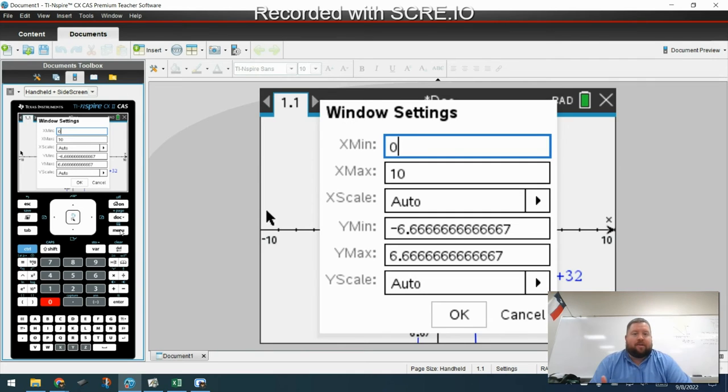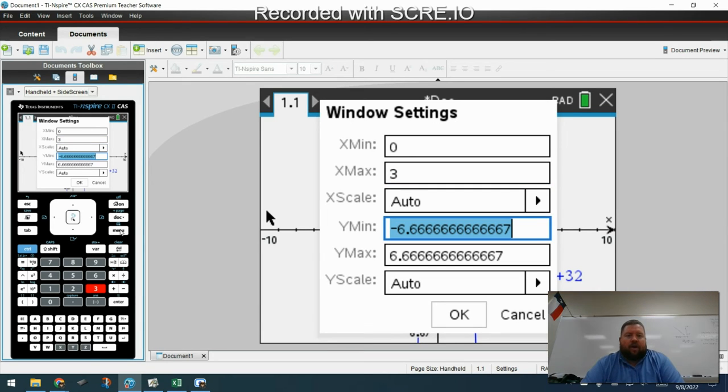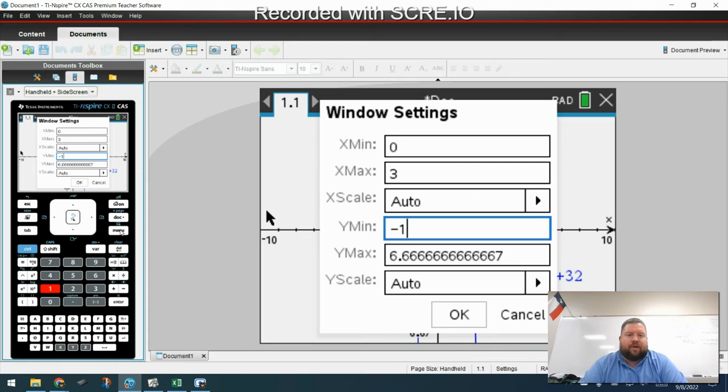I know I want my x to be 0, and then it just looked like it was like 2 right there, so I'm going to put 3 for my x max. All right, y min, I can go with 0 again there. I do sometimes like to go a little less than just so I can get a little room to see. So I'm going to go negative 1, and I'm actually going to go back up to x min and put that as negative 1 as well.